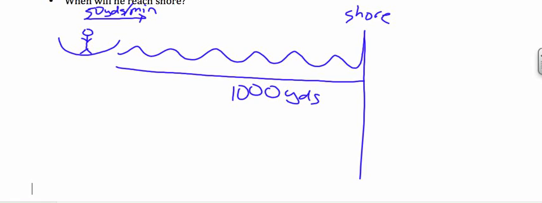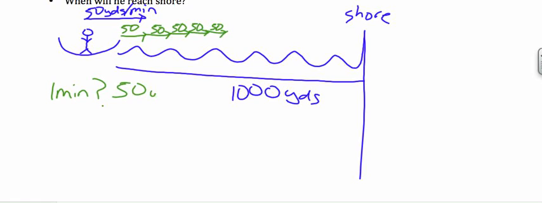Okay, so if I know I'm moving 50 yards per minute, in 1 minute I'm going to have moved 50 yards. In 5 minutes, I'm probably not drawing this very well to scale, but I'm going to do it anyway. I'll have moved 5 times 50, or 250. So in 1 minute, I'll have moved 50. In 5 minutes, I'll have moved 250.